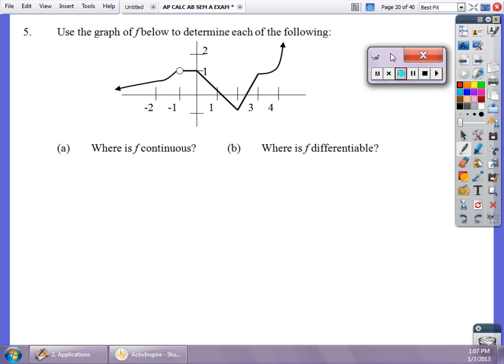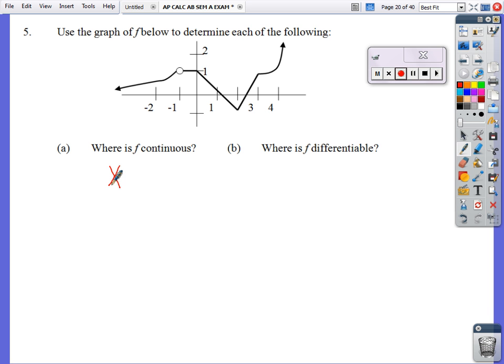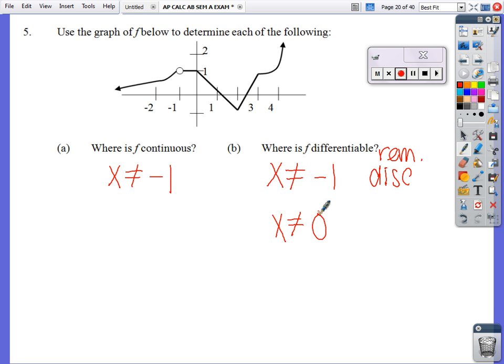Number 5, determine where f is continuous. So f would be continuous everywhere except for x cannot equal -1, because that's a removable discontinuity. Letter B, where is it differentiable? It's not differentiable at x equal to -1 because of discontinuity, and we'll even call it a removable discontinuity. It is not differentiable at x equal to 0 because it's a corner. It is not differentiable again at x equal to 2 because it is a corner, and again at x equal to 3 because it's a corner. So these are the values for which it's not differentiable.